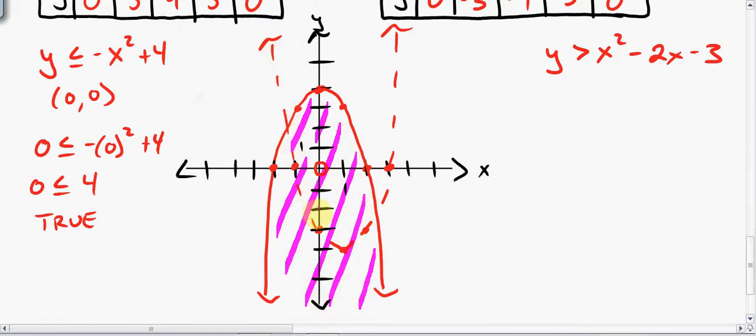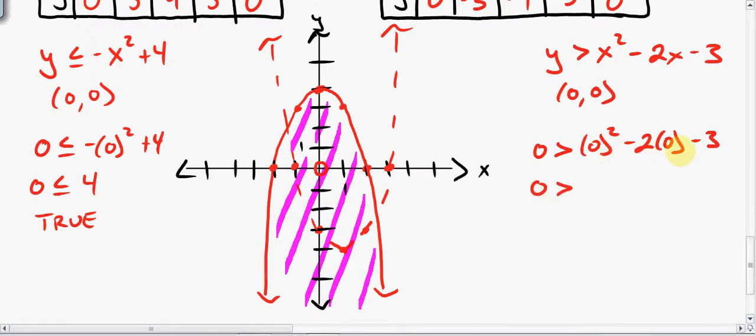Now I want to go ahead and look at the shading for this parabola with the dotted line. So I'm going to use the same test point of (0, 0). Plug in the y value of 0. So I've got 0 is greater than 0² minus 2 times 0 minus 3. 0² is 0. -2 times 0 is 0. So 0 minus 3 is -3. So I see the statement 0 is greater than -3, which again is true. So I would like to shade the region with the test point, which is (0, 0). So again, that is inside the parabola.